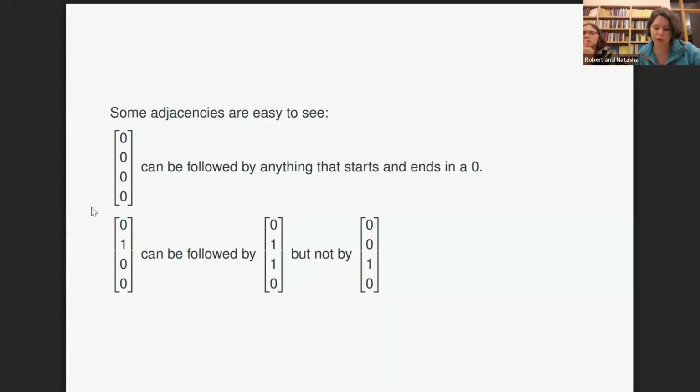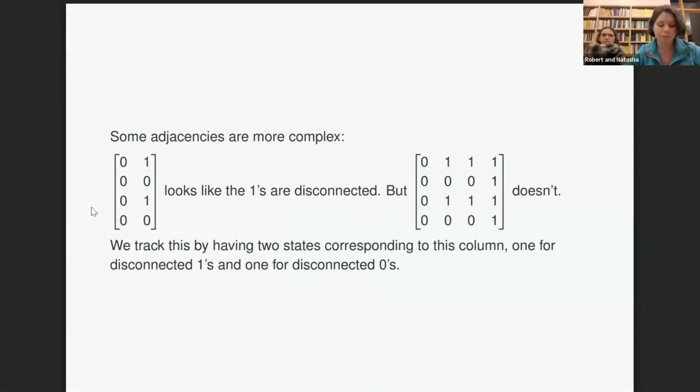However, 0, 1, 0, 0 cannot be followed by 0, 0, 1, 0, because here the ones only touch each other corner to corner, and we said that we want connectivity along the edges, along the grid, and so there's no way to fix those disconnected ones. So these are some easy adjacencies to see, but some are a little harder.